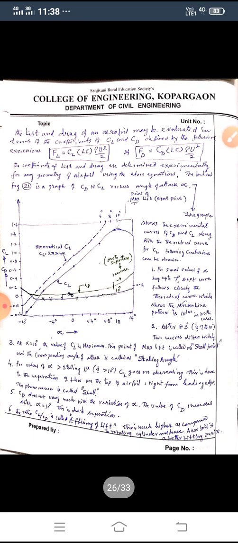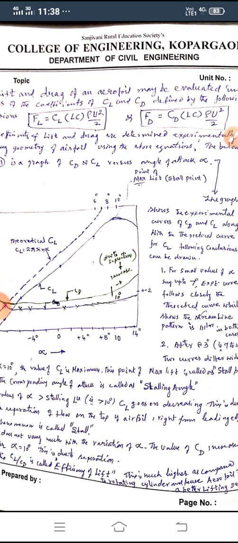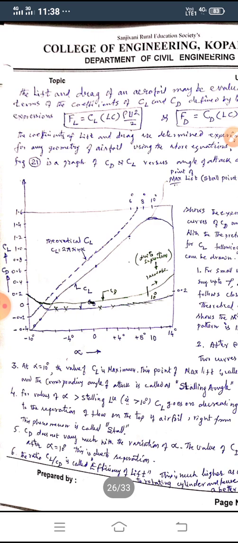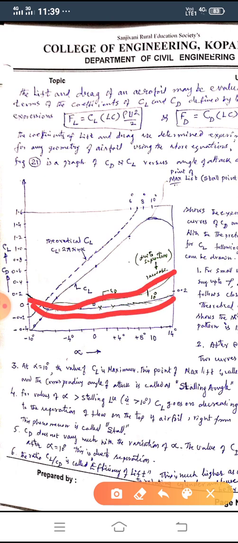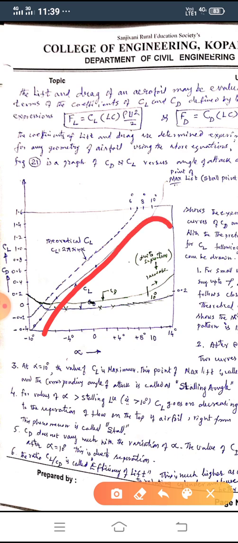Then further, the lift coefficient and drag coefficient can be obtained in the laboratory by performing an experiment on any aspect ratio of aerofoil using a wind tunnel. Then we can plot the curves like this: CL, CD on the y-axis, angle of attack alpha on the x-axis. Then we get, this is the curve for CD versus alpha, the bottom one. Similarly, CL versus alpha is this curve. Okay. Now this dotted line curve is the theoretical curve of CL, that is nothing but equal to 2 pi sin alpha.